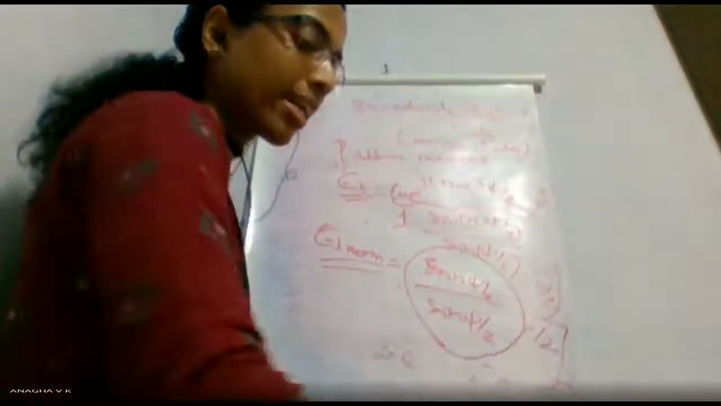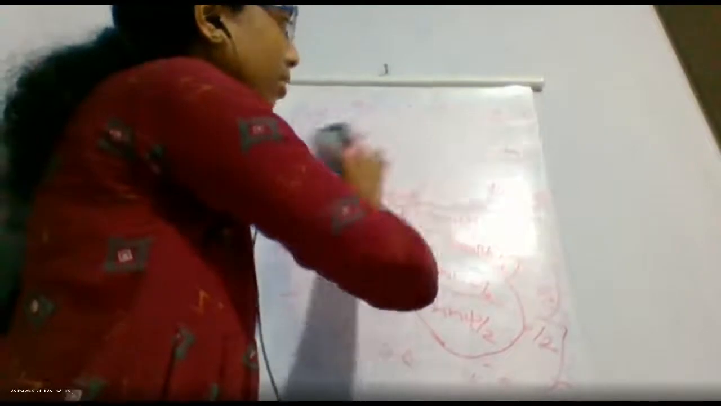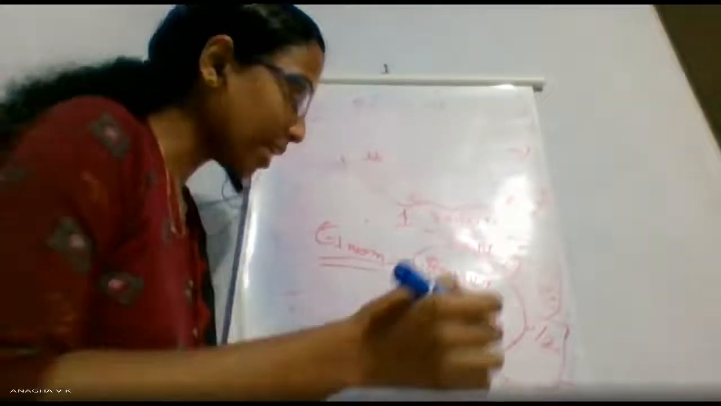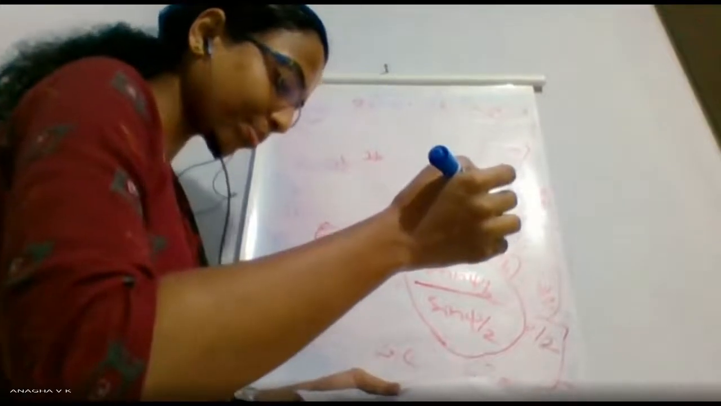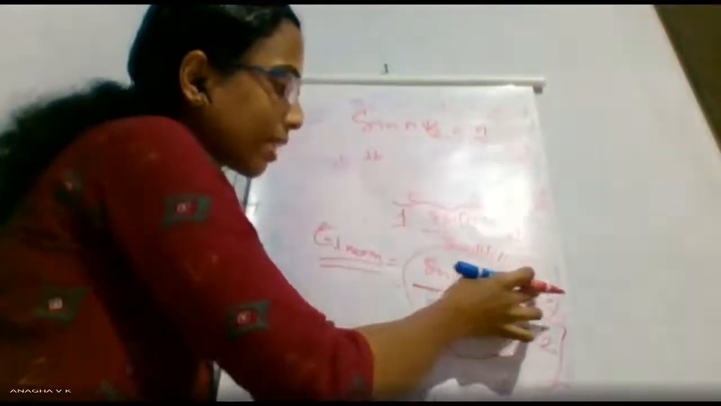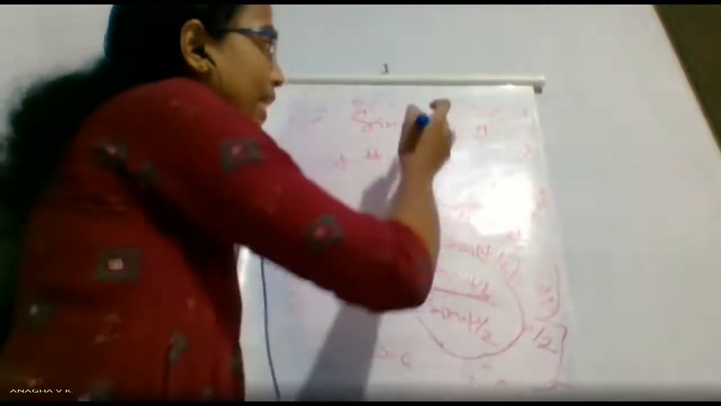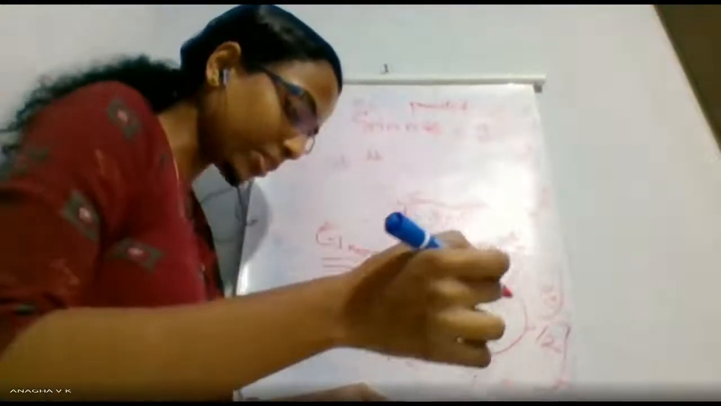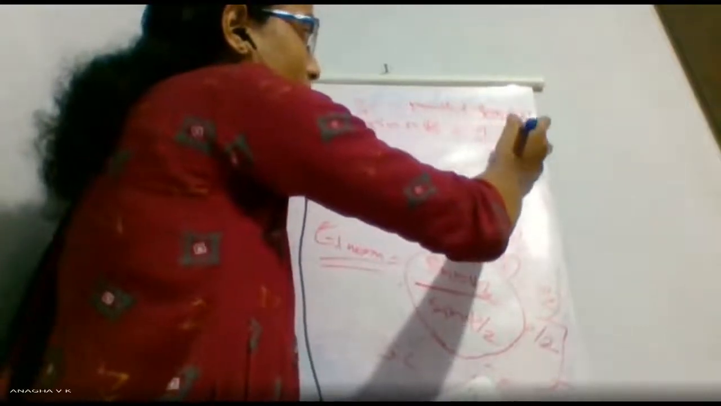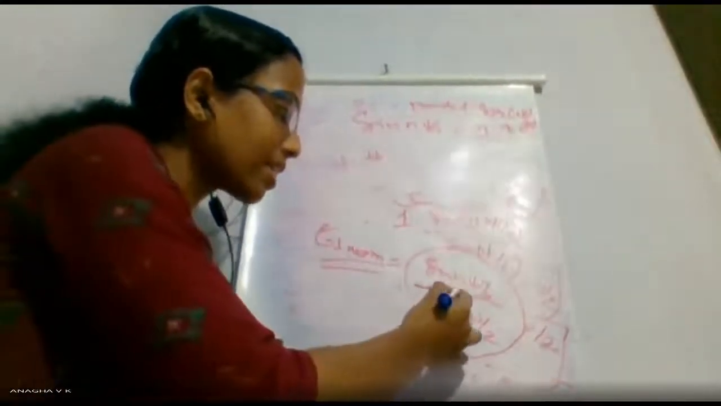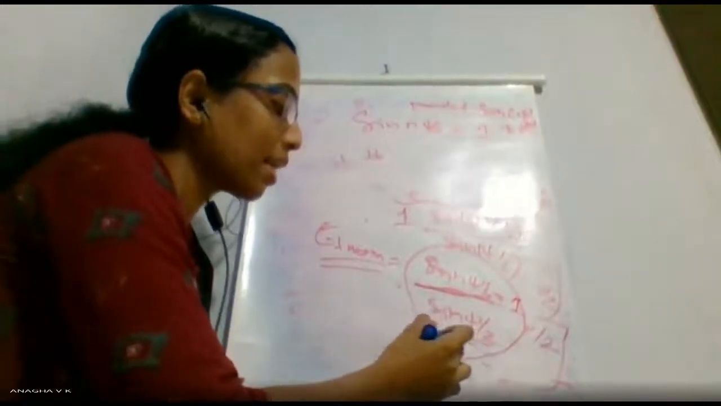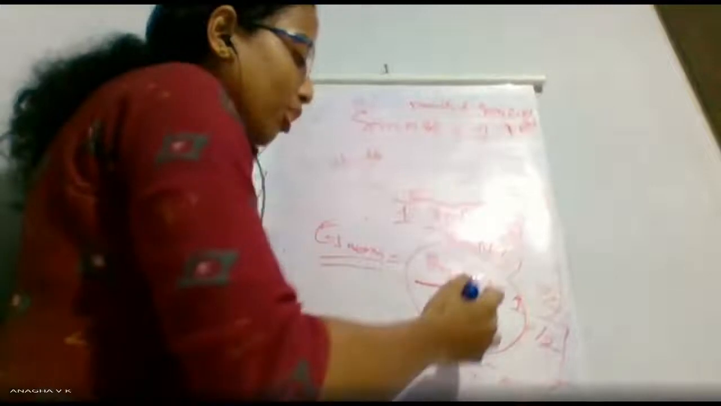Where is this term maximum? It is maximum when the numerator, sin(N psi by 2), is equal to 1. Maximum value means the numerator is 1, provided the denominator is not equal to 0, so sin(psi by 2) is not equal to 0. Because if the denominator is 0, it is not valid.